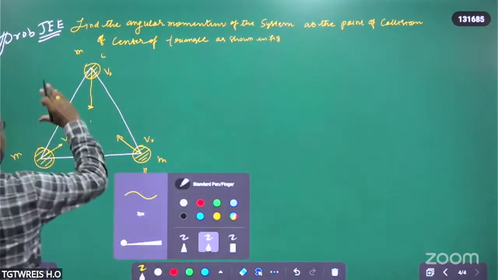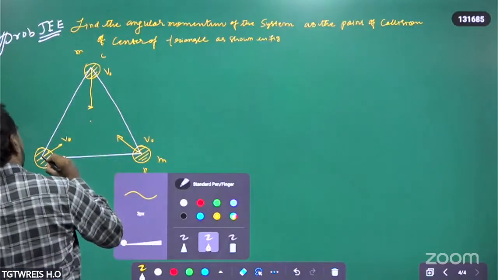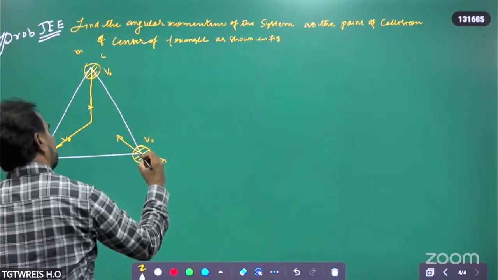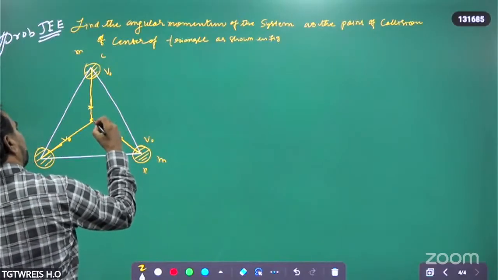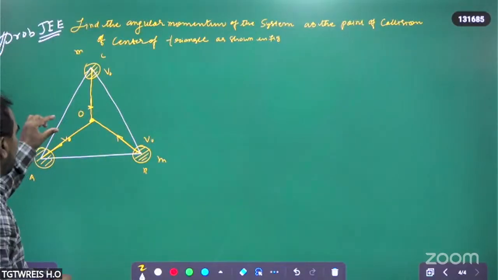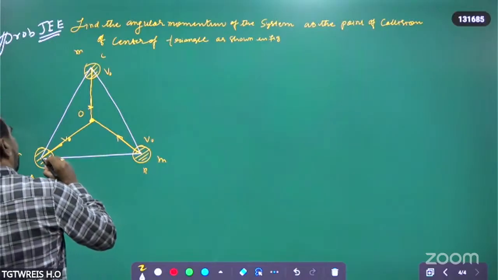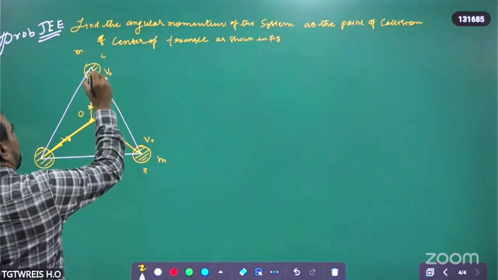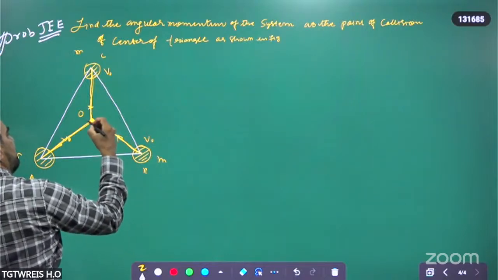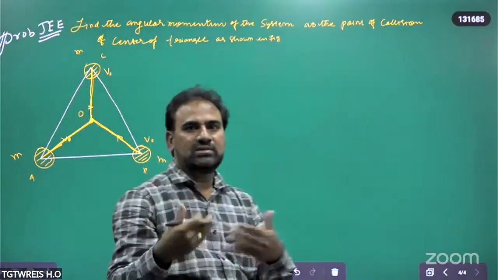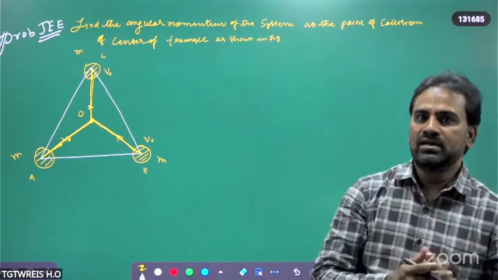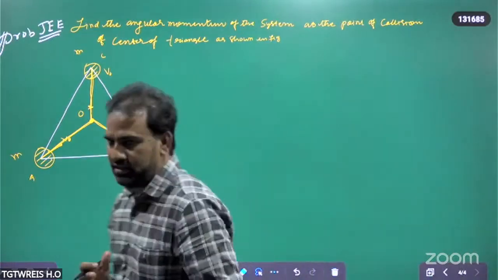When I have given the same amount of velocity to all the particles, this particle is approaching in this direction, this particle is also moving in this direction, and this one too. These three particles will collide at the center. When the three particles are taking physical interaction at the center, what would the angular momentum of the system be? That is what we have to calculate.